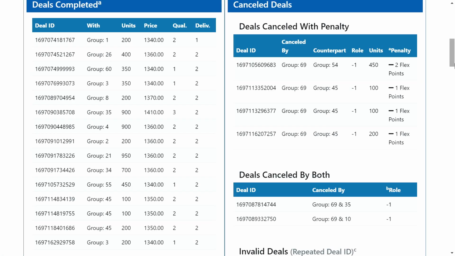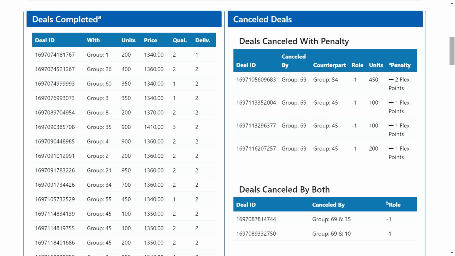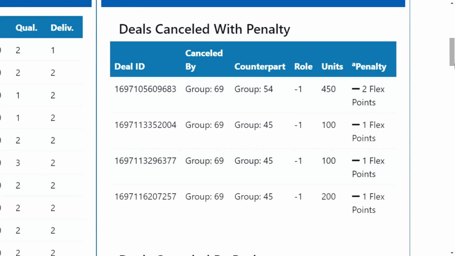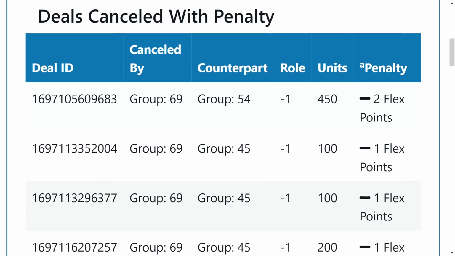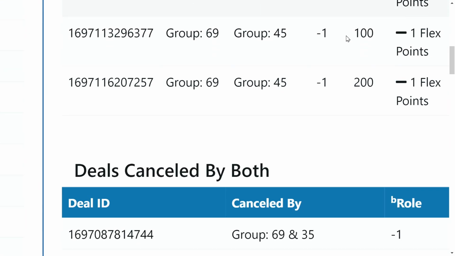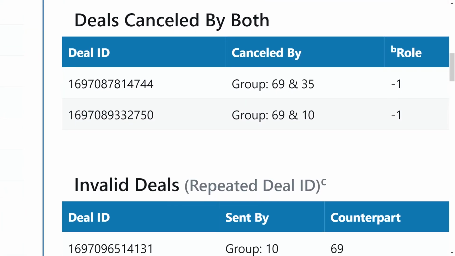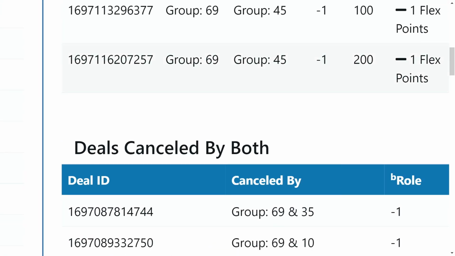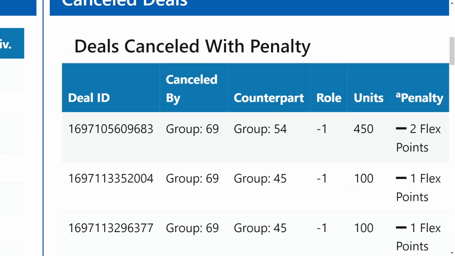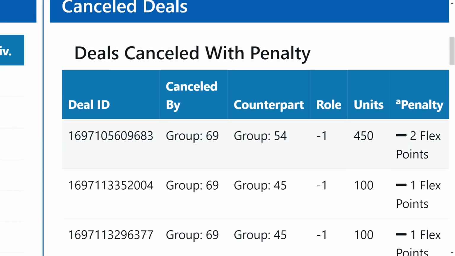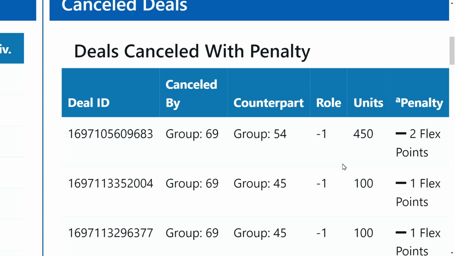So let's look at another example here. And we come down to our cancel deal area. And remember, down here is canceled by both. That's no problem. But up here is canceled with penalty. So what does canceled with penalty mean? It means you got to pay a price. There's going to be a cost. So if there's going to be a cost, what is that cost?